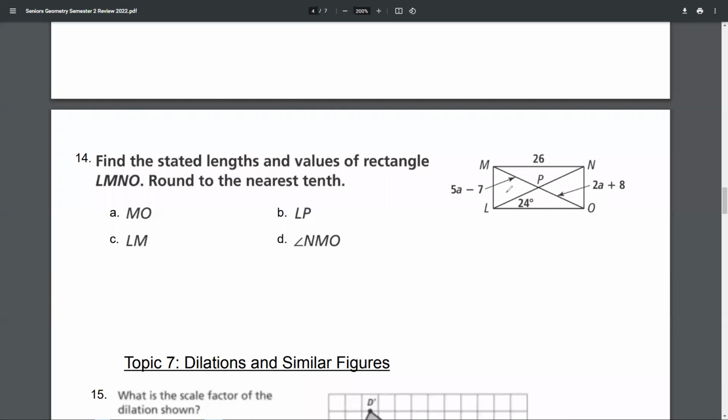Okay, so a rectangle is a parallelogram, so we know diagonals bisect each other. So we can do 5a minus 7 equals 2a plus 8, because that diagonal is getting bisected by LN, meaning split in half into 2 equal pieces. Subtract 2a from both sides. We get 3a minus 7 equals 8. Add 7 to both sides, and we get 3a equals 15. Divide by 3 on both sides, and you get a equals 5.